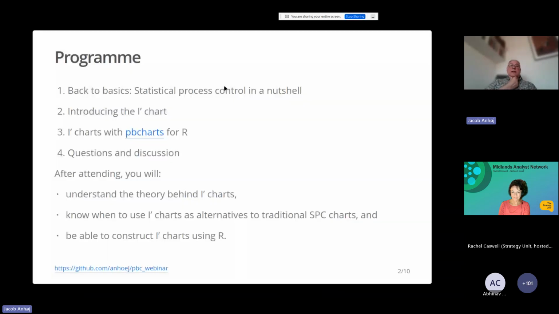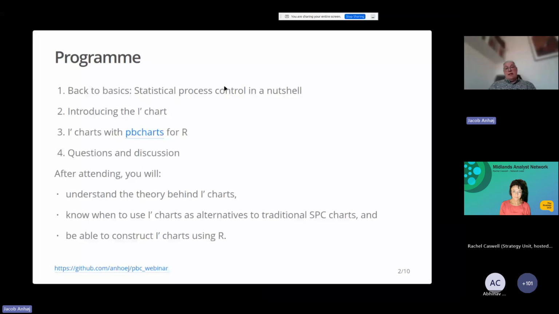So this is my agenda. I'll start with a short presentation, just back to basics, statistical process control in a nutshell. I'll say a few words about the I prime chart. I urge you to read the original paper about it to really understand what it's for.